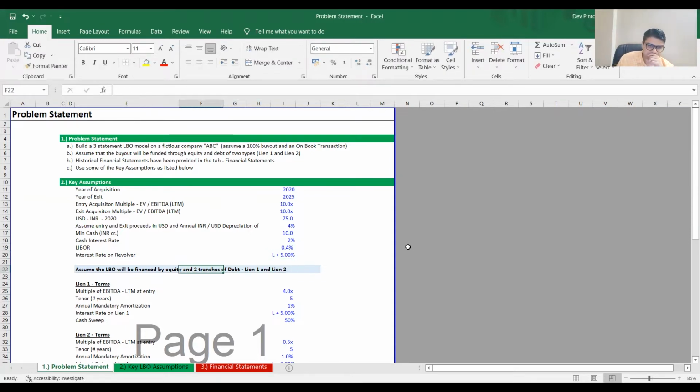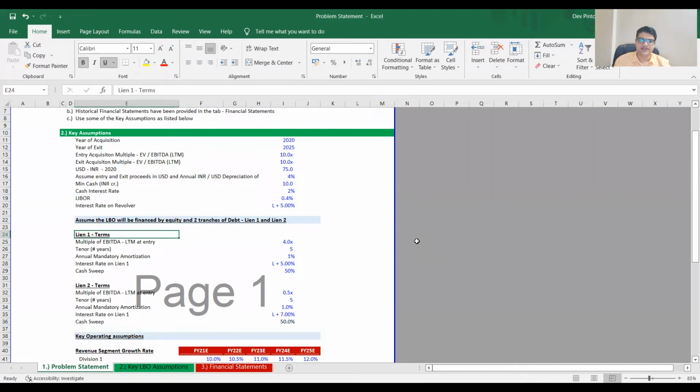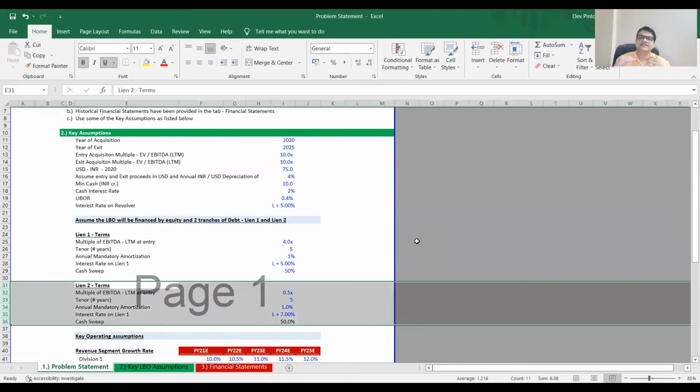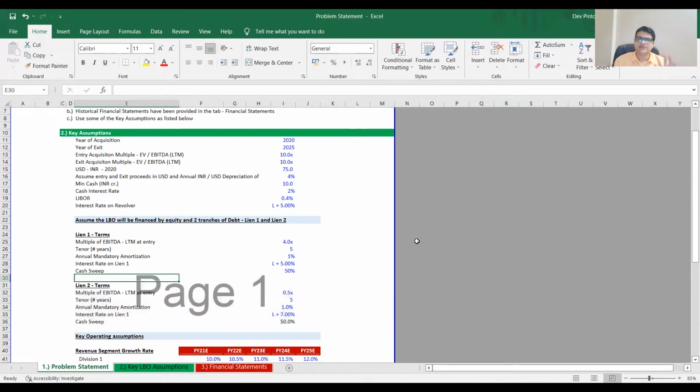That's fine. Next, assume the LBO will be financed by equity and two tranches of debt, lien 1, lien 2. Okay, so lien 1, lien 2 means nothing but they're just like two types of debt instruments. That's it, nothing else, right? So it's like saying, suppose I need to buy a car for say 10 lakhs. I can raise 5 lakhs of debt from one bank, 5 lakhs of debt from another bank, right? So assume like bank 1 is lien 1, bank 2 is lien 2, right? Nothing fancy. It's just debt, but slightly different in terms of maybe the term. So let's look at that, right?